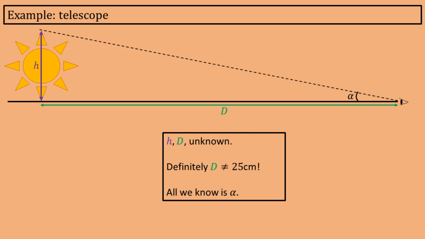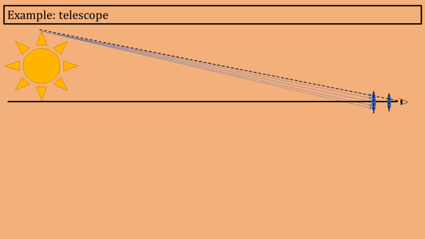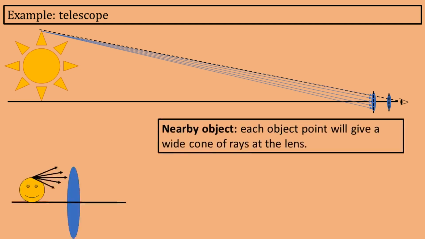It seems rather impractical to draw a very large object a very large distance away from our tiny telescope and then use ray tracing rules to see what happens. So here's the distinction we'll make between treating small nearby objects and large faraway objects. For a given point of a nearby object, there will be a wide cone of rays radiating from it.